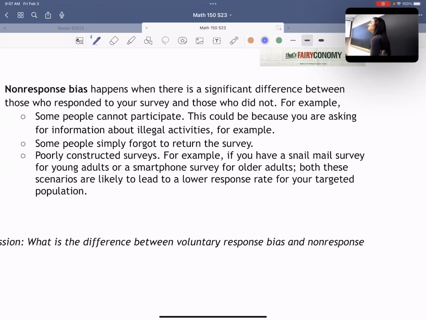Would this be sort of like a setup, would you say? With the illegal activities, I feel like people wouldn't respond because they think it might be a setup. It might not be a setup, but someone who, I don't know, committed a crime at 4 p.m. yesterday is probably not going to respond because they might think it is a setup. Yeah. All right. Any questions on non-response bias?